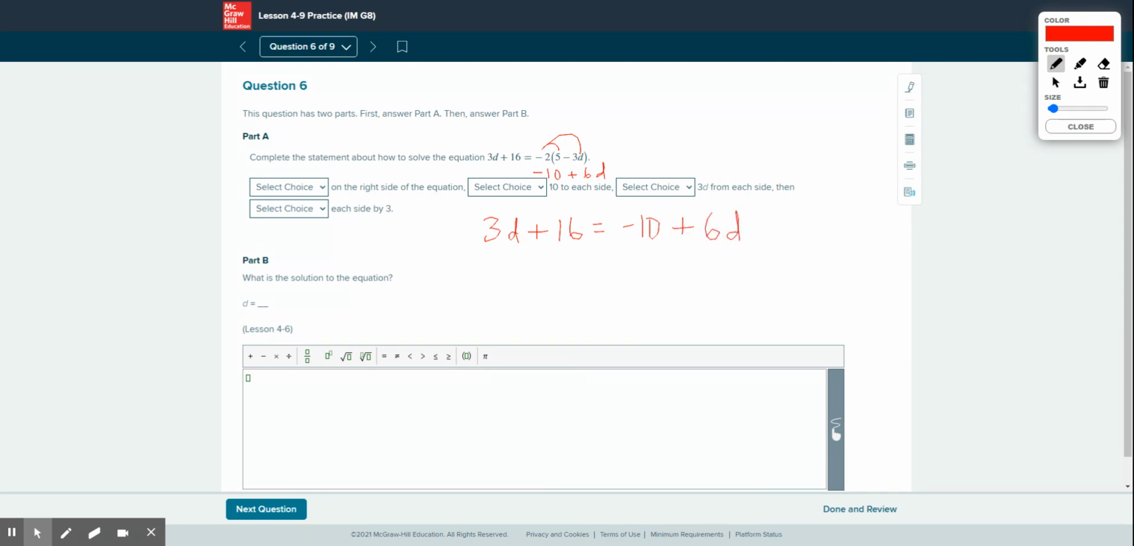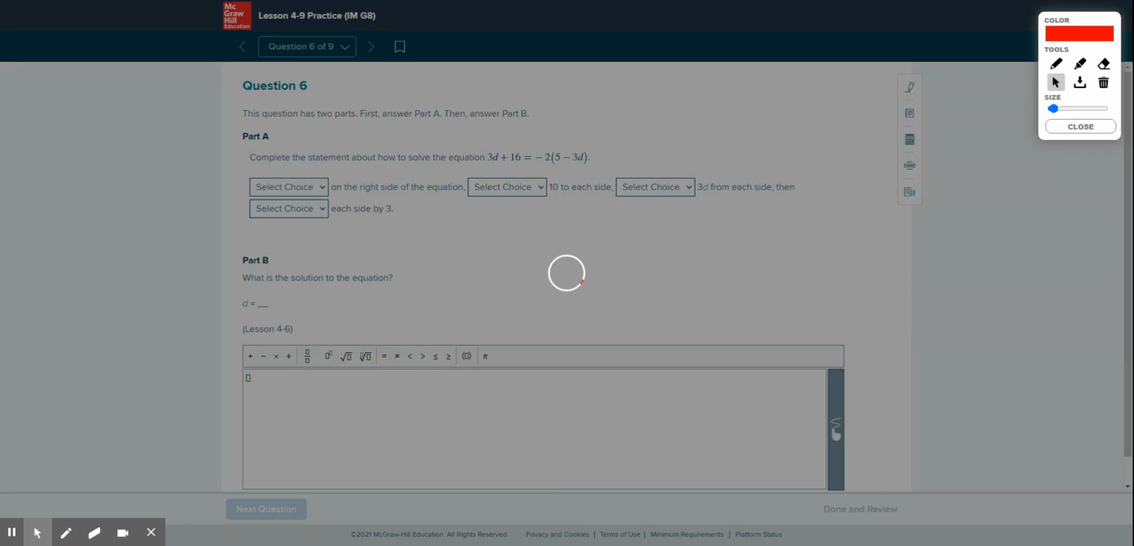The next says, what are you going to do with that 10? Well, I'm going to add the 10 to both sides, and I get 3 times d plus 26 is equal to 6 times d. And then the next question says, what do you want to do with 3d? And then what do you want to do with the 3? I hope that that's enough information to get you started and a little bit of help. I'm going to offer the same kind of help on the next couple of them as well.